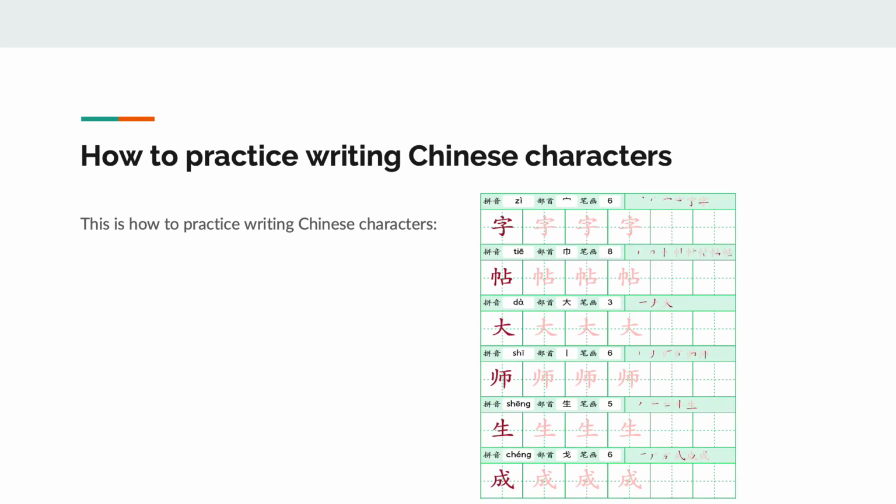This next slide is about how to practice writing Chinese characters. This is how little kids practice writing Chinese characters. They have sheets of paper like this on which they can practice writing the characters. After writing the characters many times, they will memorize the correct order and the look of the characters.